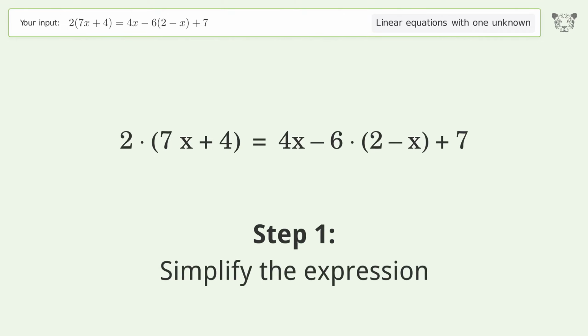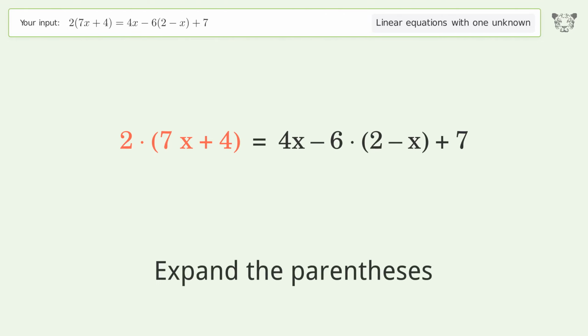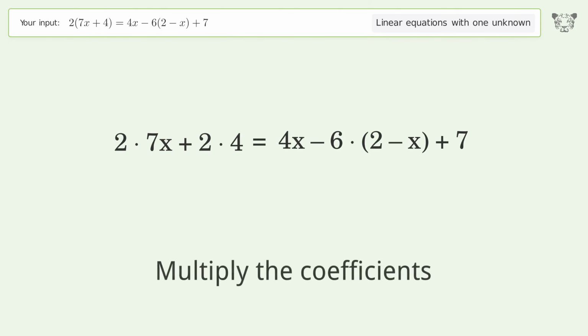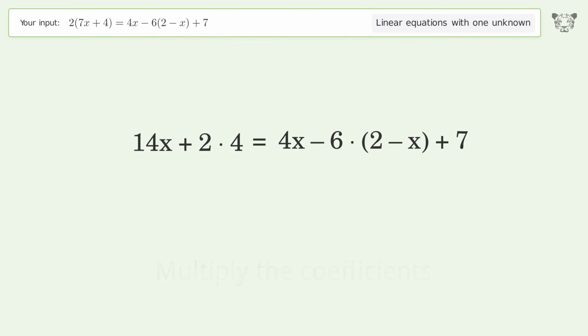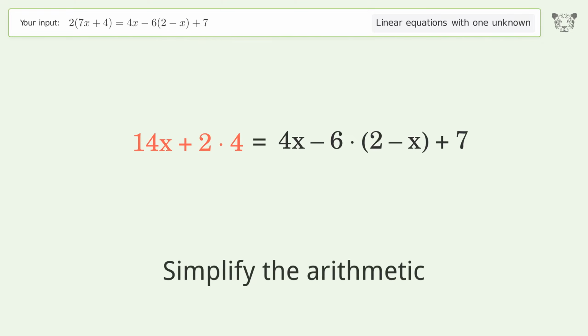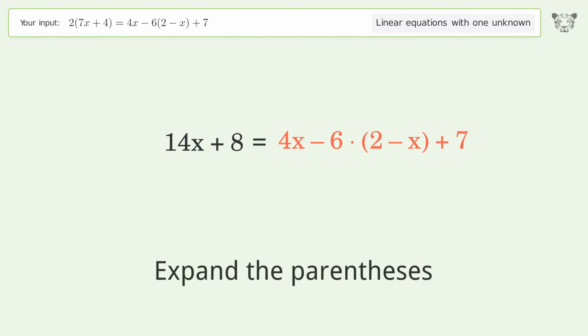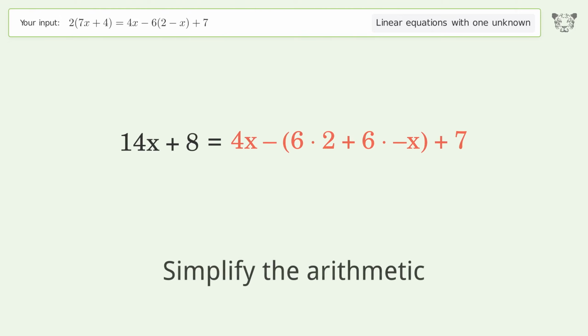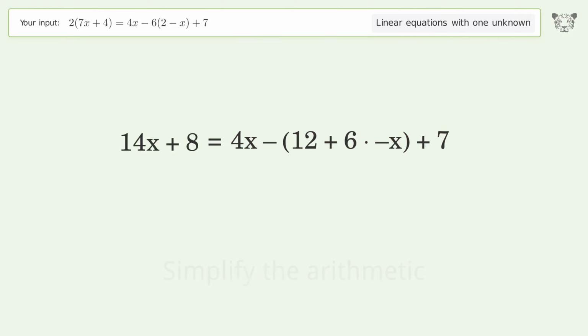Simplify the expression. Expand the parentheses. Multiply the coefficients. Simplify the arithmetic. Expand the parentheses. Simplify the arithmetic. Group like terms.